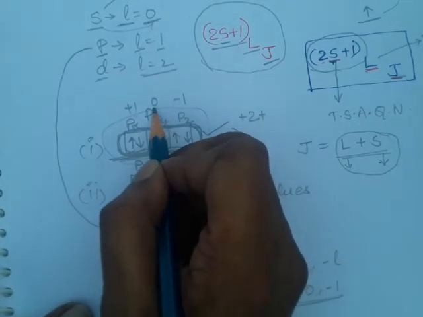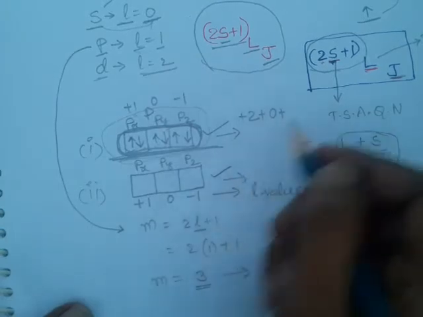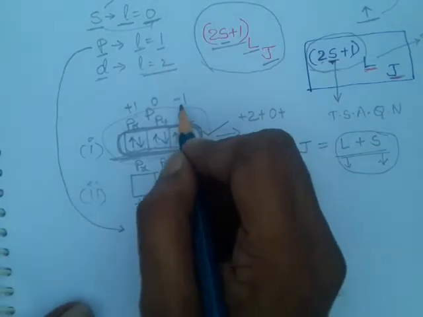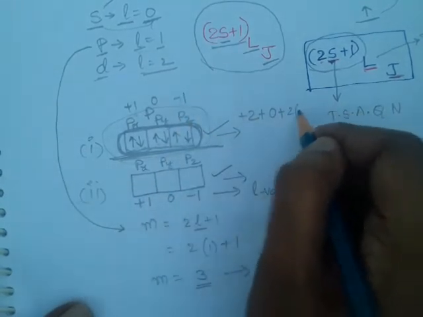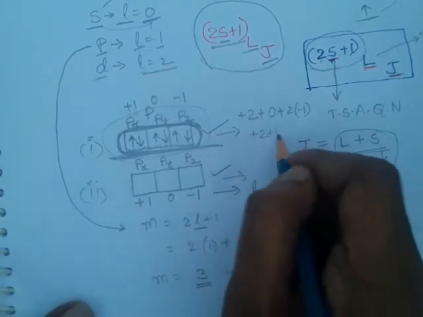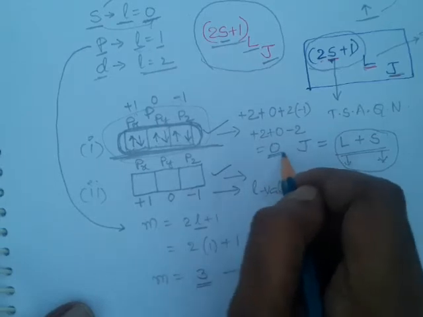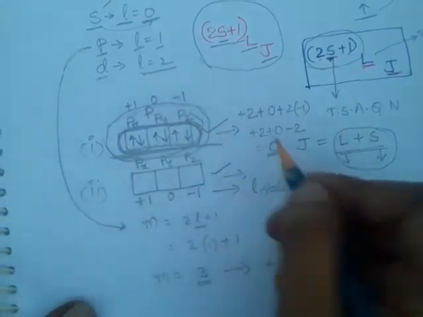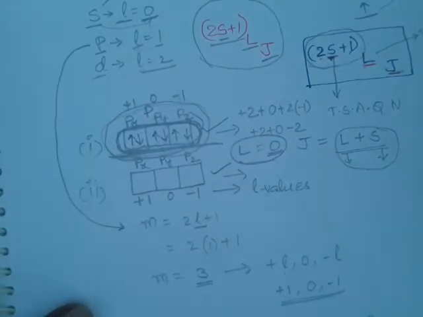how many are there? 2. For this L value 0. 2 into 0, 0, plus how many? 2 electrons are there, each electron minus 1. 2 into minus 1, minus 2, plus 2, plus 0, minus 2. Total value how much? 0. So for completely filled subshell, total L value is 0.